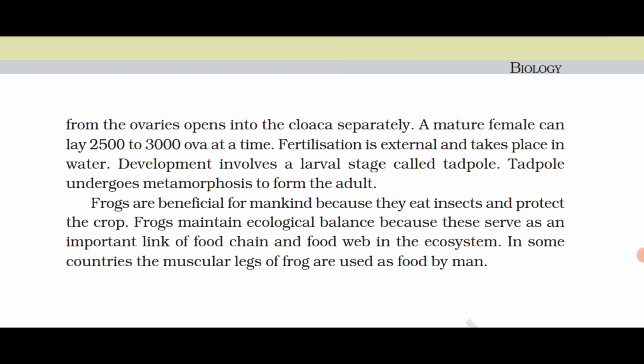Fertilization is external and takes place in water. Development involves a larval stage called tadpole. Tadpole undergoes metamorphosis to form the adult.